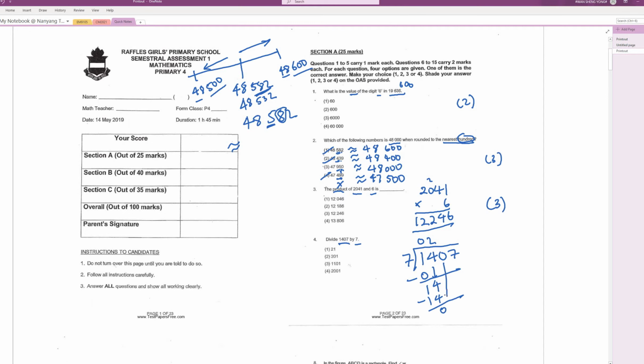Then we bring down the 0 over here. So 7 multiplied by 0 gives 0. So we minus 0 over here, because 0 times 7 is 0. So 0 minus 0 is 0, and we bring down the 7. And lastly, 7 multiplied by 1 is 7. And 7 minus 7 is equals to 0. And there we have the answer, which is 201. So the correct answer is option 2. Let us now move on to question 5.